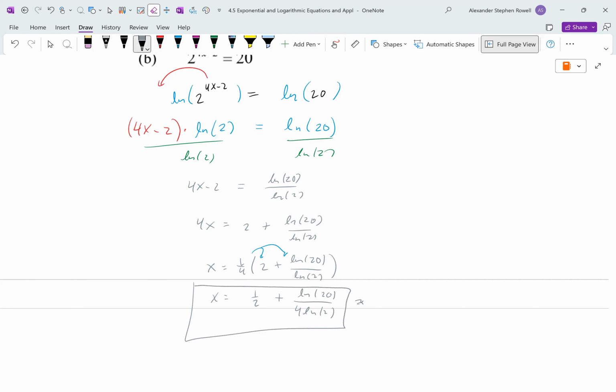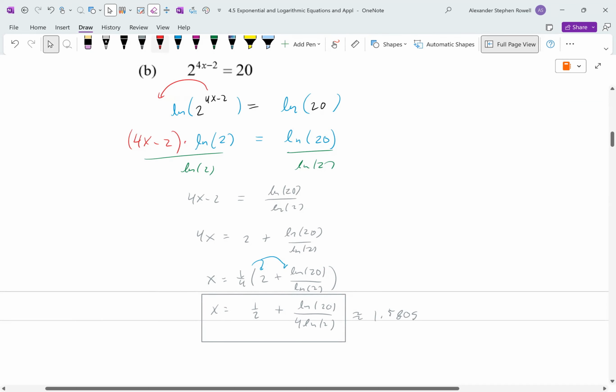I'll certainly accept this as your final answer in exact form. Math people like exact form, which is approximately 1.5. So you should think to yourself, if I have a variable in exponent position, I'm going to take the natural log or some logarithm on both sides to bring the exponent down.